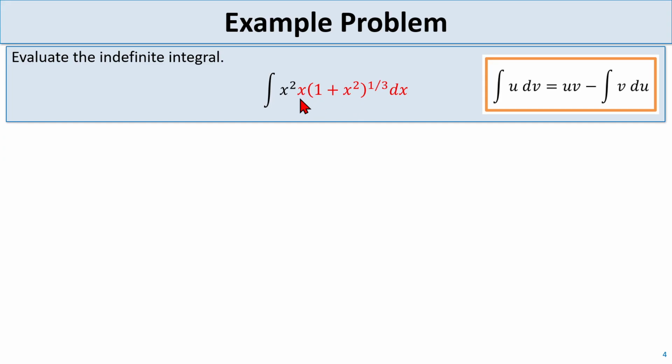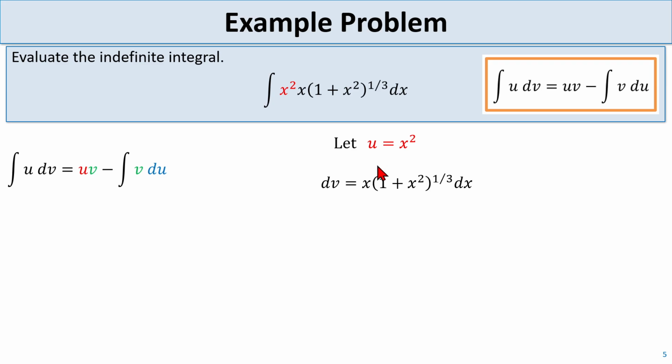So basically, what I have highlighted in red is what I'll let dv equal. And since that's going to be dv, I want the other thing to be u. I'm going to set u equal to x squared in this problem. And then, like I said, dv has to be the rest of it. So dv will be this x times the quantity 1 plus x squared raised to the 1/3 power times dx.